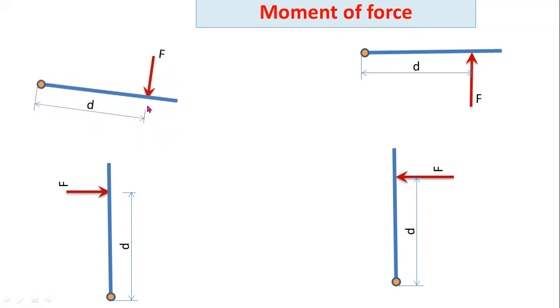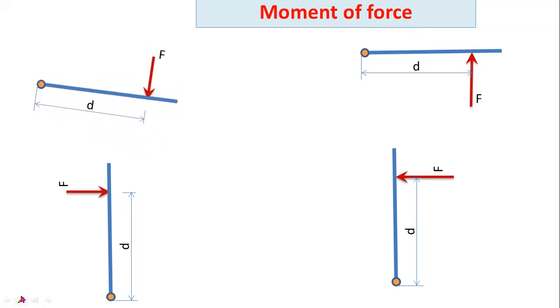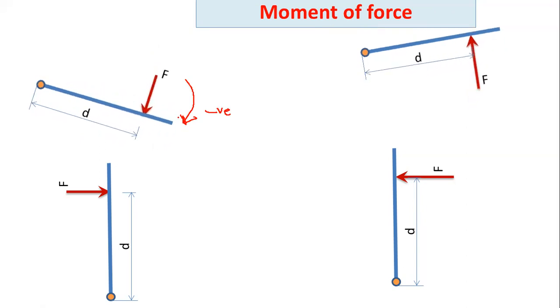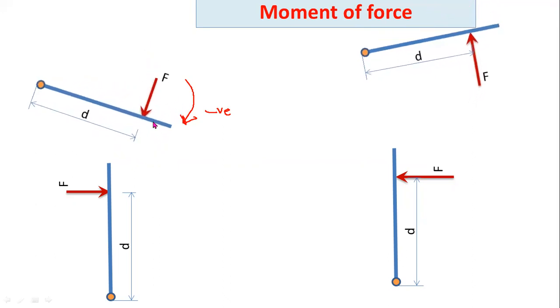Here in this case you can observe this is a clockwise rotation. For clockwise rotation you have to consider a negative sign. For clockwise direction you have to consider a negative sign. Here you can observe this is a clockwise direction.